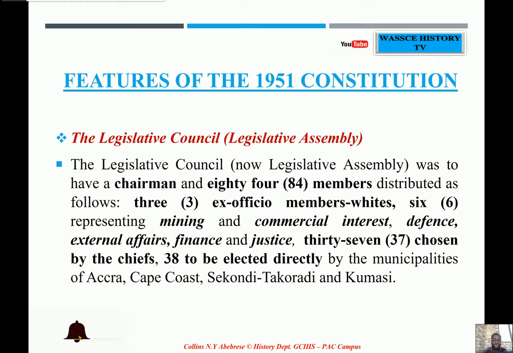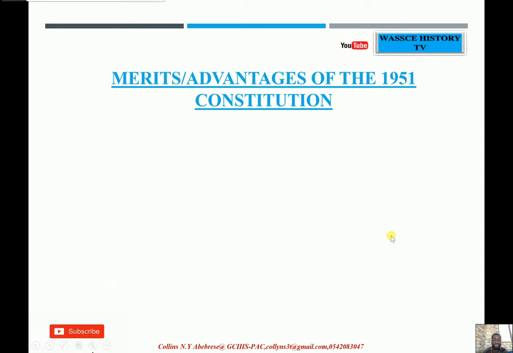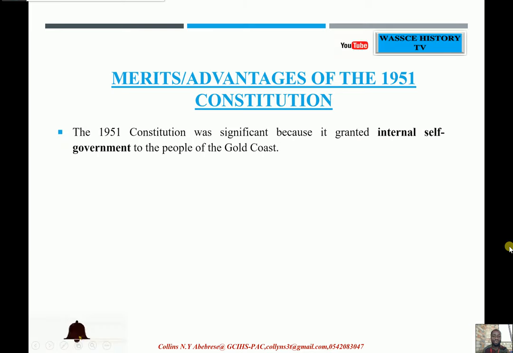But since we already know that the British favored the chiefs so much, I don't know, of course, what you also think, whether you think it was the chiefs who should have more representation, or you side with Nkrumah, for the fact that maybe more educated elite should be represented instead of the chiefs. Let's look at the merits, and the merits are obvious.